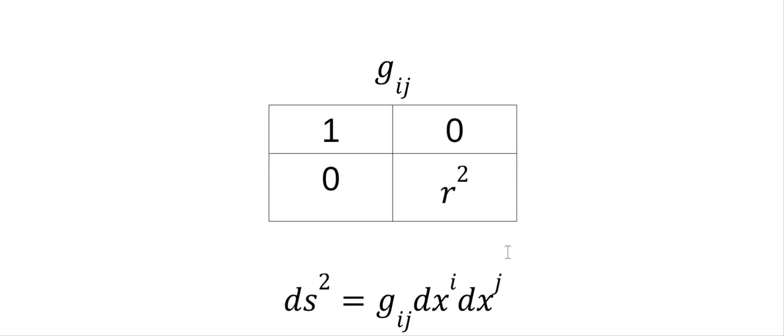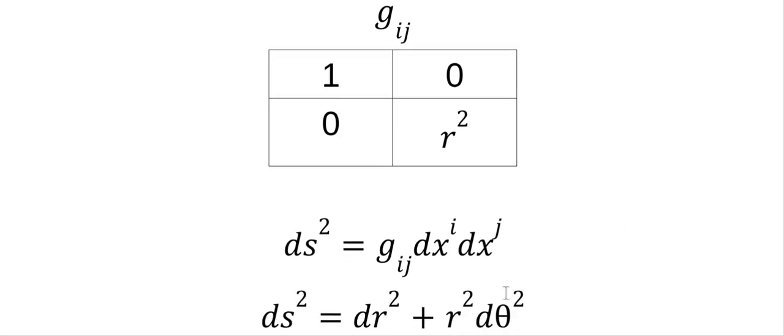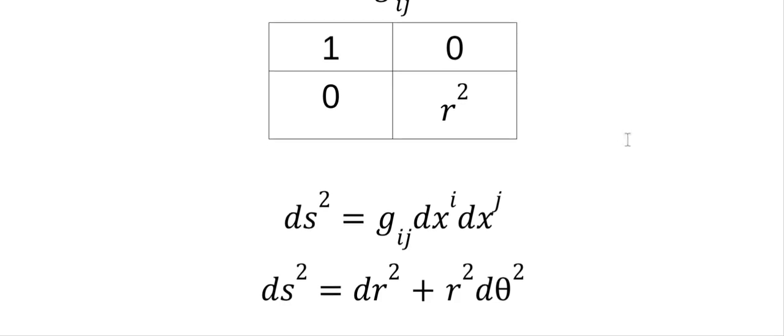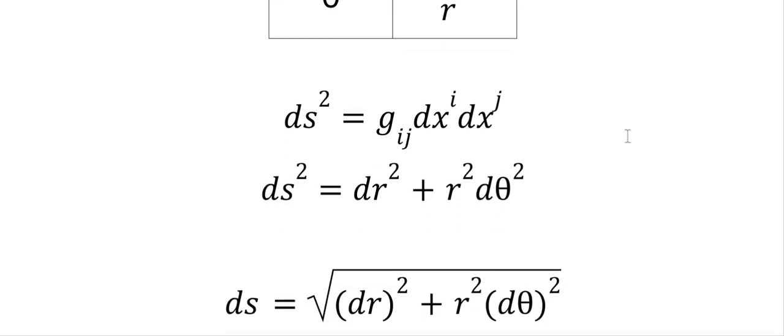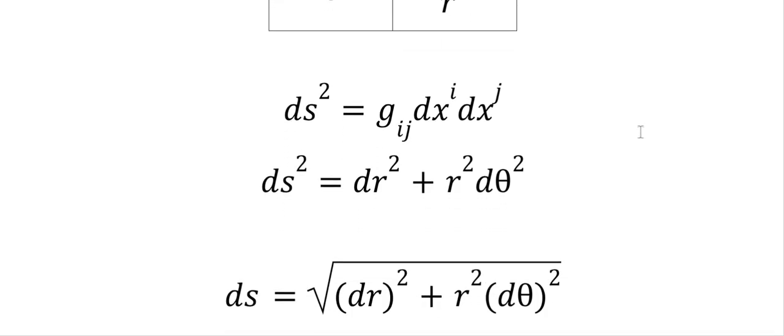Okay, so using this equation, g_rr is 1, and that'd just be dr squared. And g_theta theta is r squared, and that'd be d theta times d theta. So here is what's called the line element. Everybody calls this the line element. I'm not sure why.